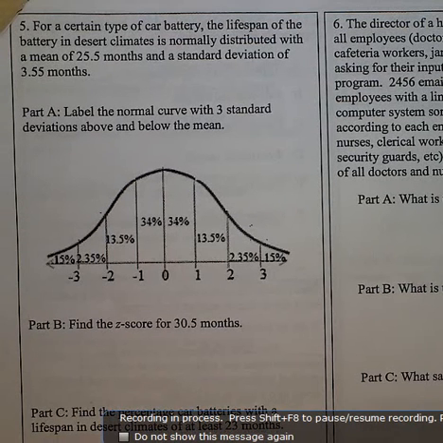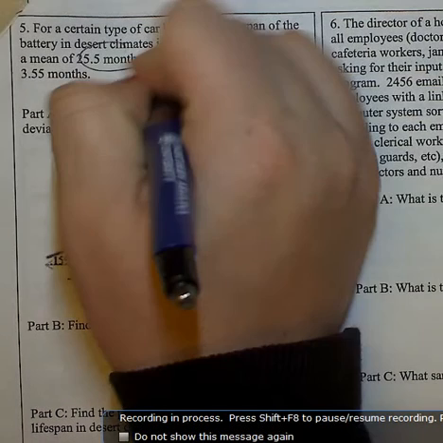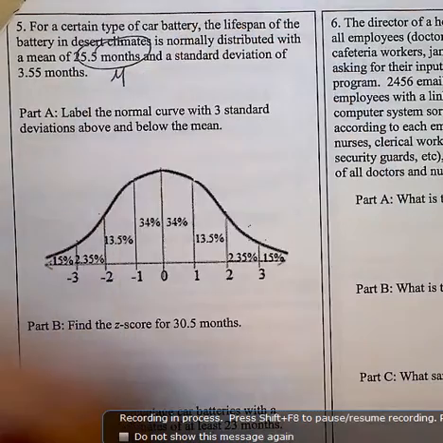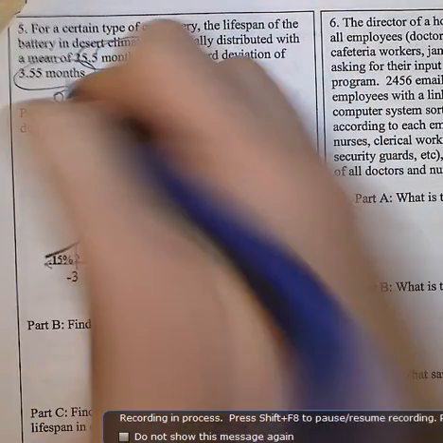Very similar to number 4. It says, for a certain type of car battery, the lifespan of a battery in the desert climates is normally distributed with a mean of 25.5 months and a standard deviation of 3.55 months. So this is your mean, this is your standard deviation. So we're going to start by labeling these.